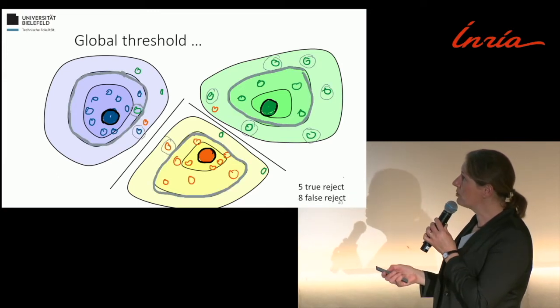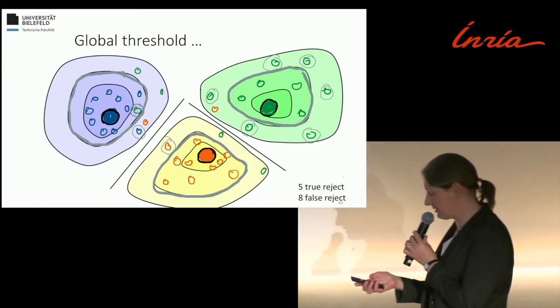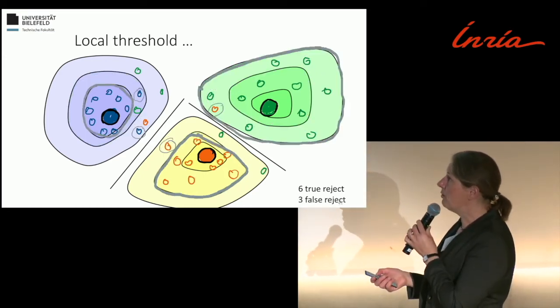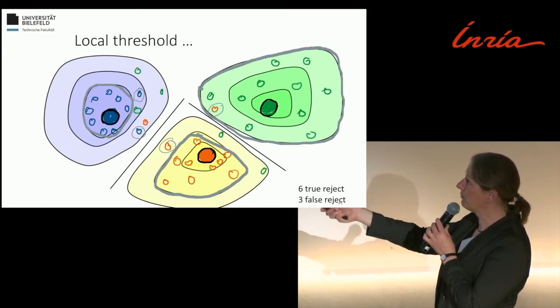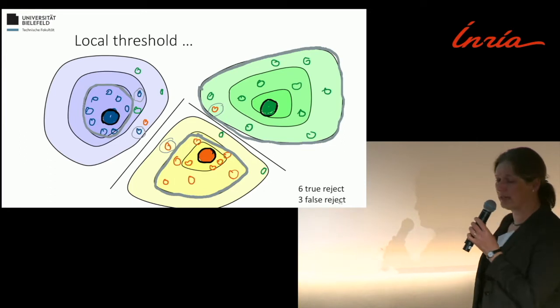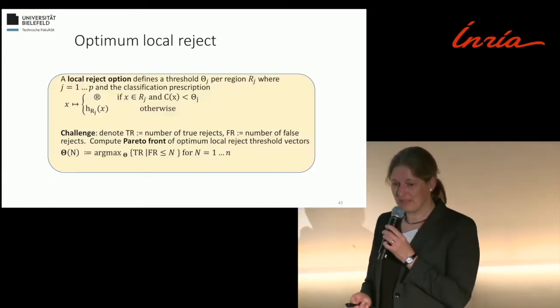And if you would do so, you would have here, if it's a second one, 5 true rejects, 8 false rejects. If you would go for a local threshold, so picking here the first, here the second, the third, you would improve because you would have more true rejects, less false rejects. So it might be worthwhile to go for that.